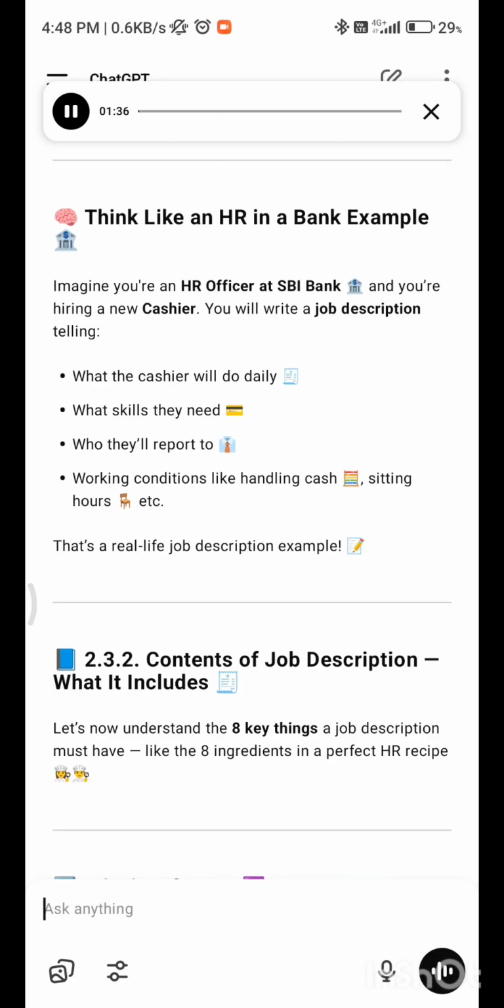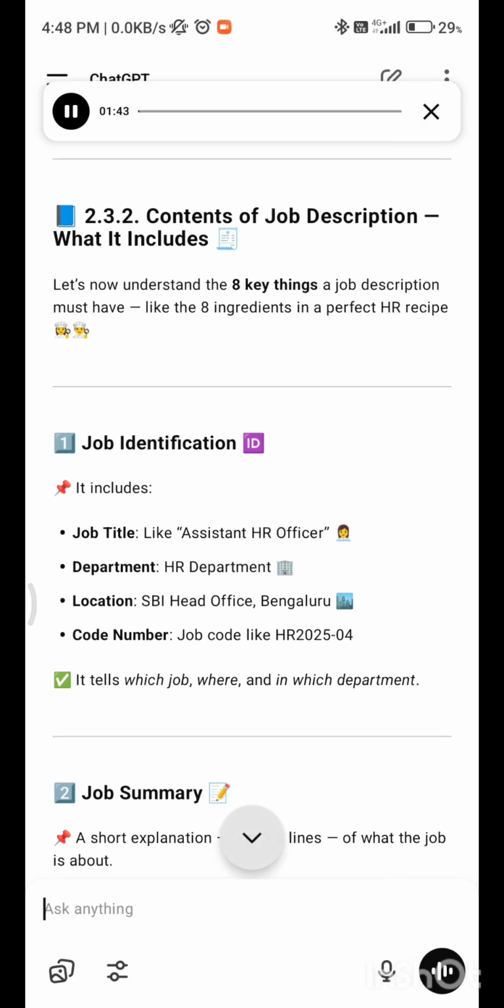2.3.2, contents of job description, what it includes. Let's now understand the 8 key things a job description must have, like the 8 ingredients in a perfect HR recipe. 1, job identification. It includes job title like assistant HR officer, department, HR department, location, SBI head office, Bengaluru, code number, job code like HR 2025-04. It tells which job, where, and in which department.